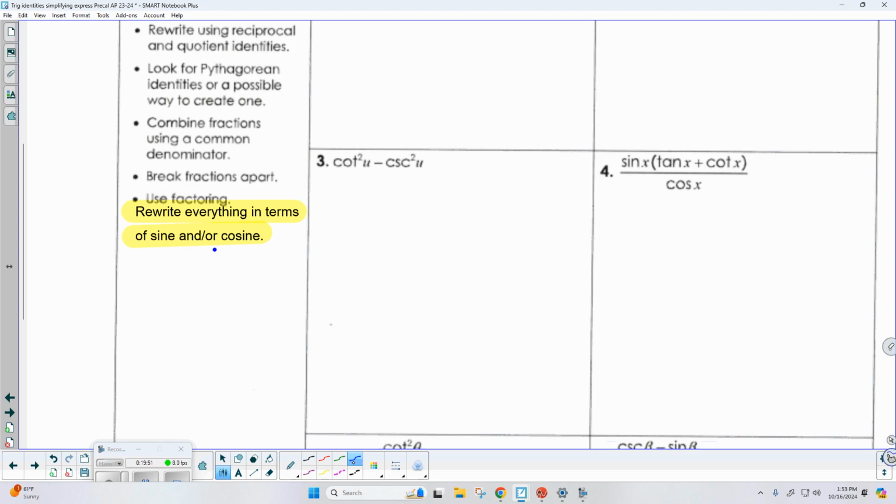Cotangent squared minus cosecant squared. Let's rewrite everything in terms of sine and cosine. Now, for a quotient identity, we already know that cotangent of u would equal cosine over sine. So what would cotangent squared equal?